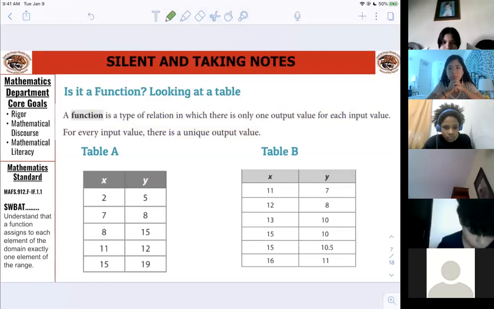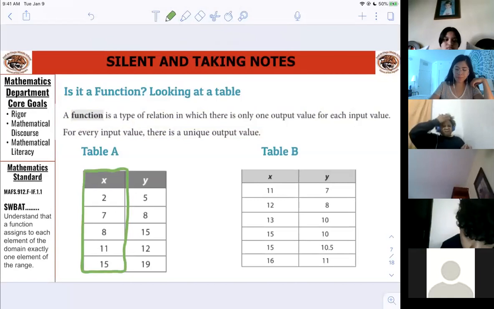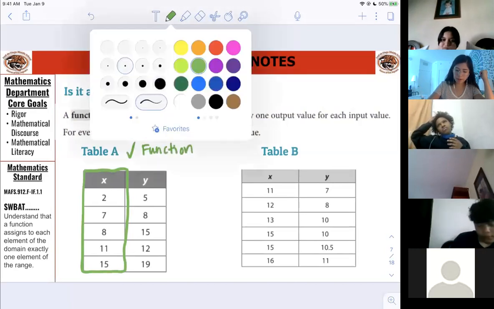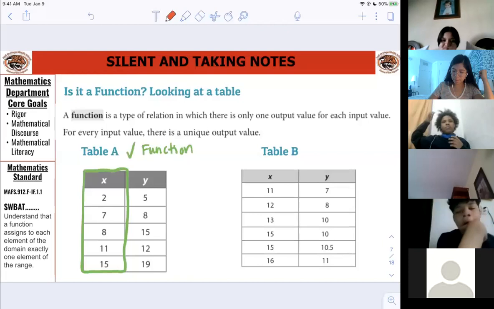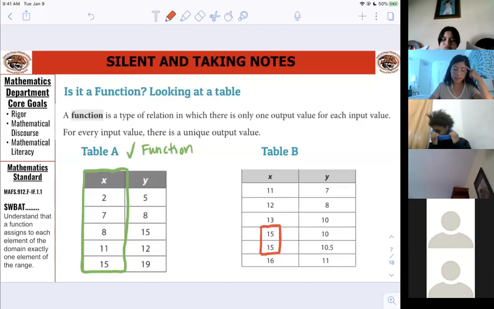Is table A the function? Good. Table A is our function. If you look at the x values, do we see any repeating numbers? No. So we're good. This one is a function. On table B, however, what's the issue? There's two 15s right here. As soon as you see that, that should immediately say to you, nope, not a function.